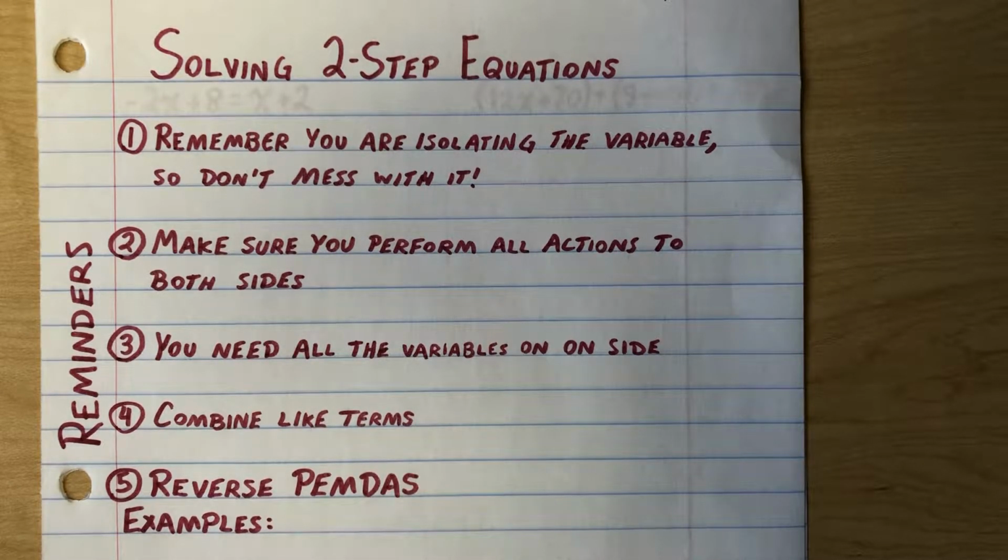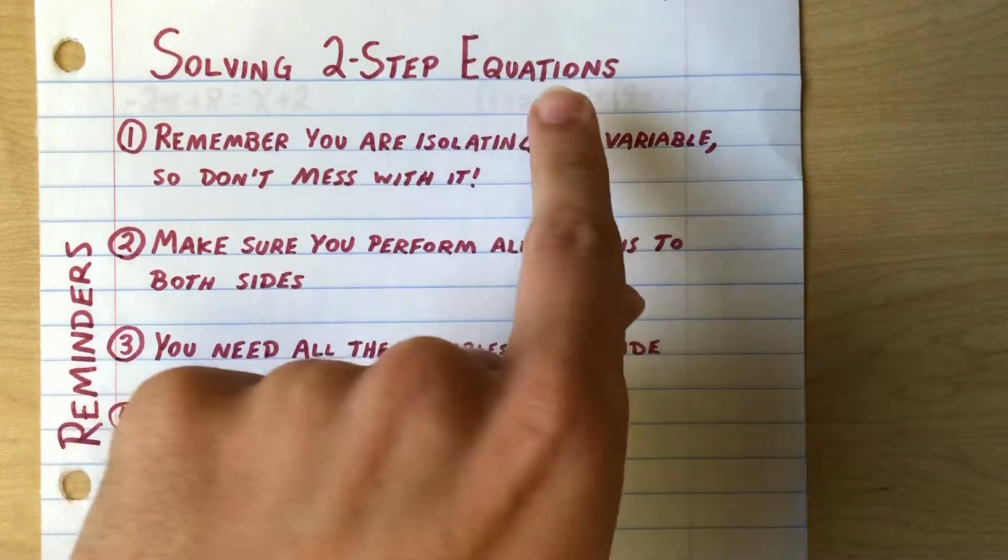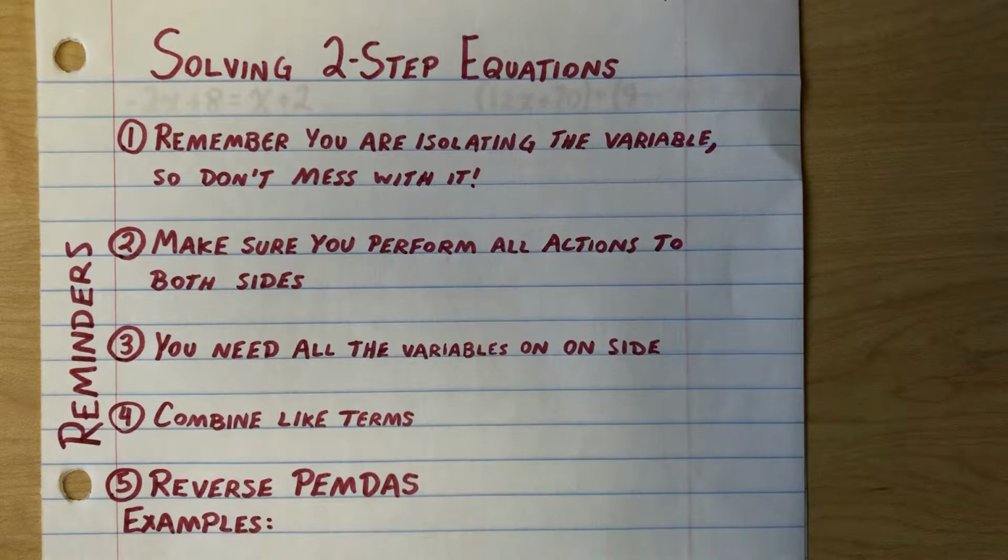Number 2, make sure that you perform all actions to both sides. It is called an equation. You guys might be able to make out the word equal in there. So if you subtract 8 from one side, you will have to subtract 8 from the other. Otherwise, it's not an equation anymore because both sides aren't equal. So make sure that you perform all actions to both sides.